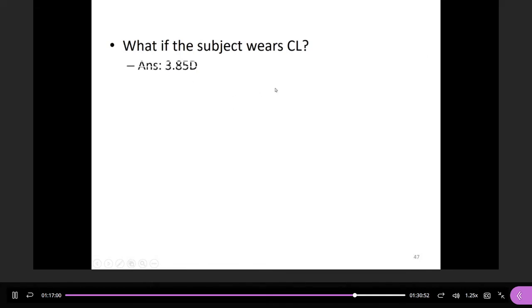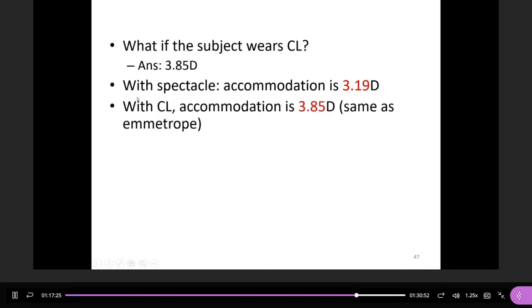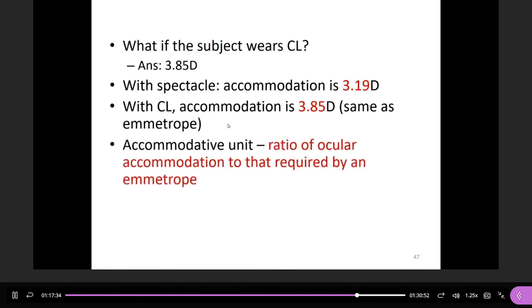If the patient wears contact lenses, I think the answer is the same. So 3.85. Regardless of whether you are myope or hyperope, it's always the same because the distance from the eye is the same. When you're using spectacle accommodation, if you have -10, it's about 3.2, a little bit less than 3.2 diopter. With contact lenses, your accommodation required is about 3.85, same as an ametrope. So that's why the accommodative ratio refers to the ratio of accommodation to that required by an ametrope.